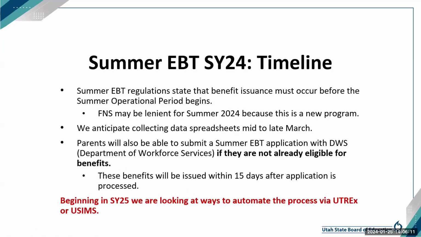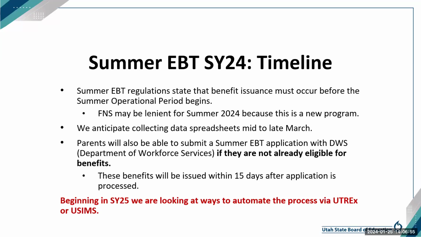So, this is our plan for the timeline. It is not set in stone because, like I said, we're still waiting to get board approval, and we're still waiting to secure the required 50% match of the funds. But right now, this is what we're planning. The summer EBT regulations state that the benefit issuance must occur before the summer operational period begins. Now, this year, because this is a brand new program, FNS is going to be a little bit lenient, but we are trying to honor this timeline. We anticipate collecting data spreadsheets mid to late March.